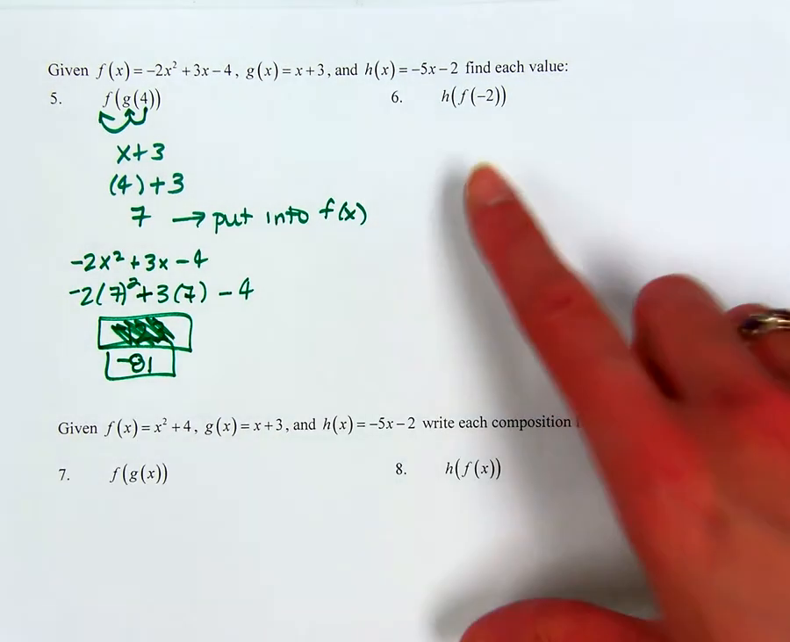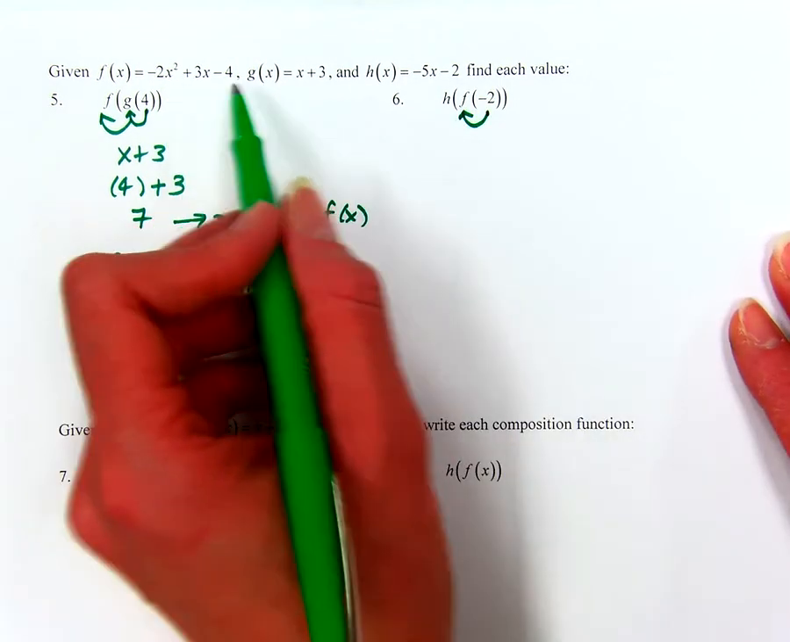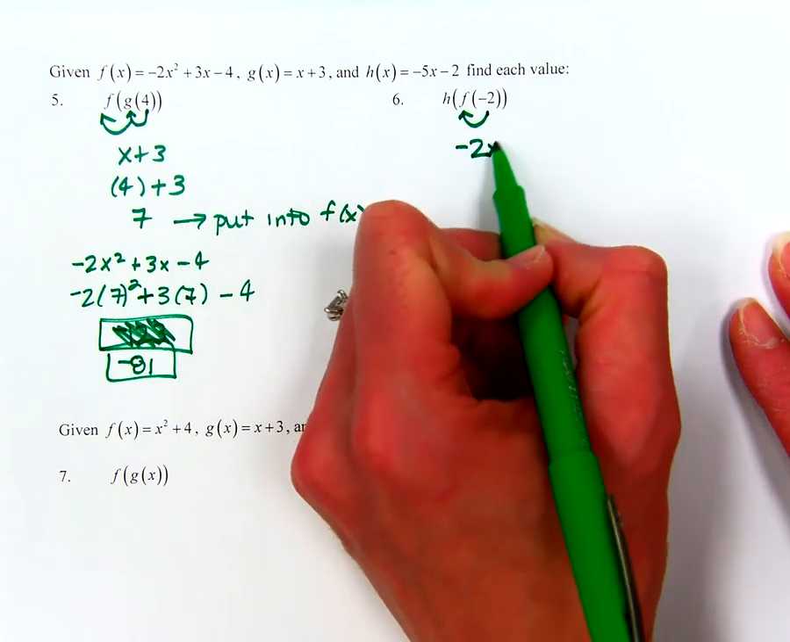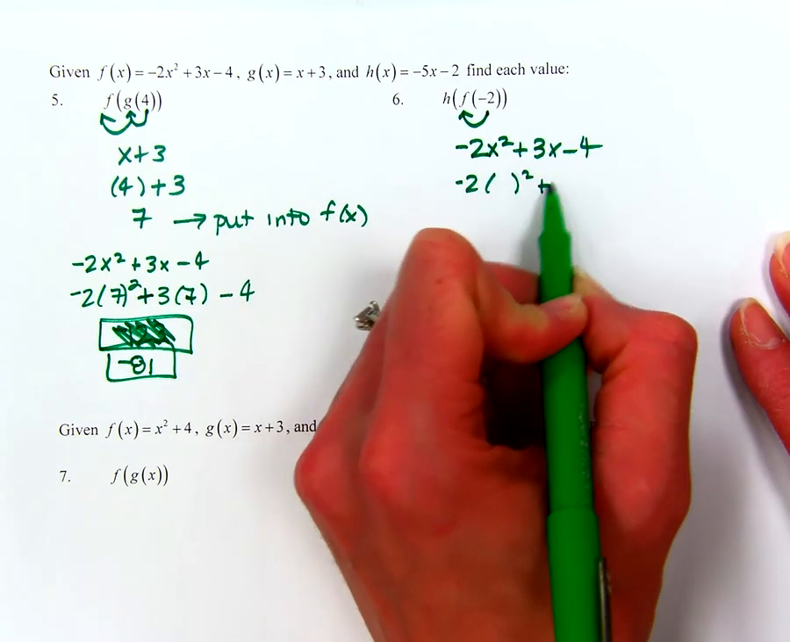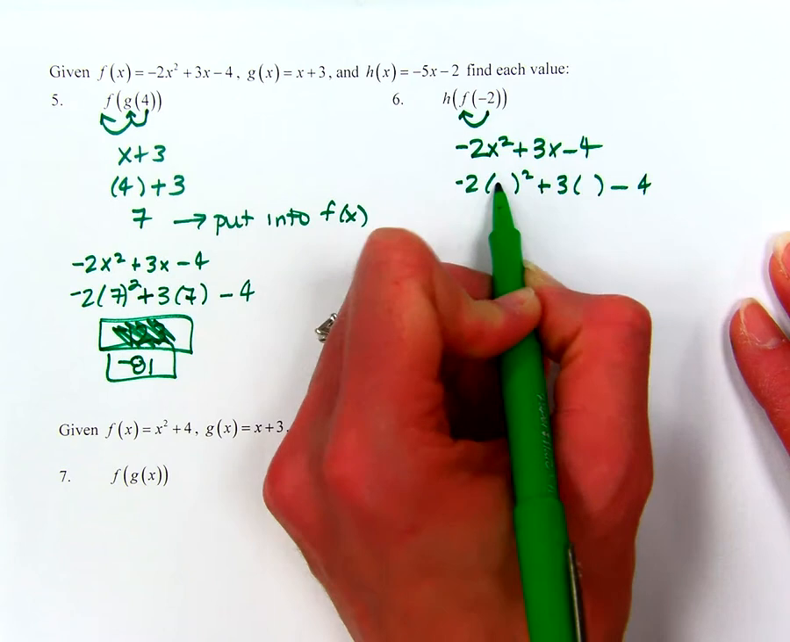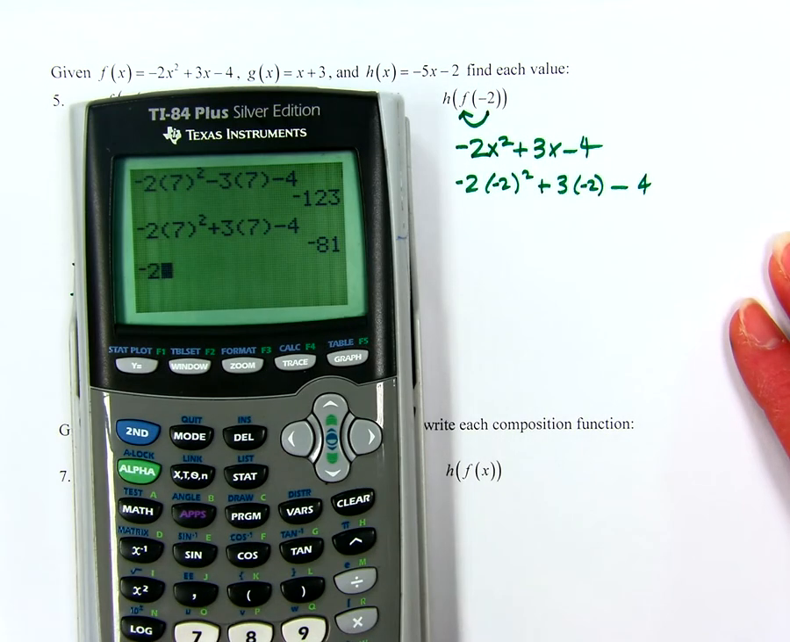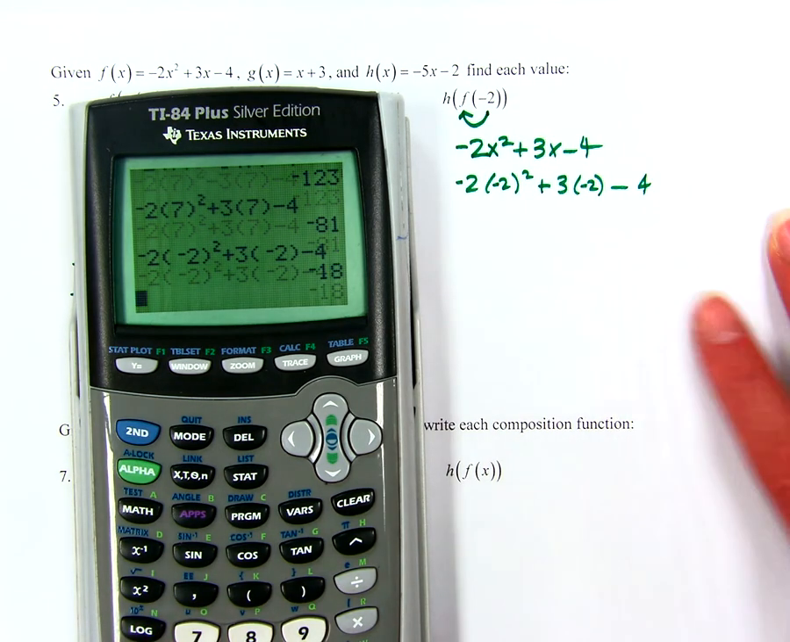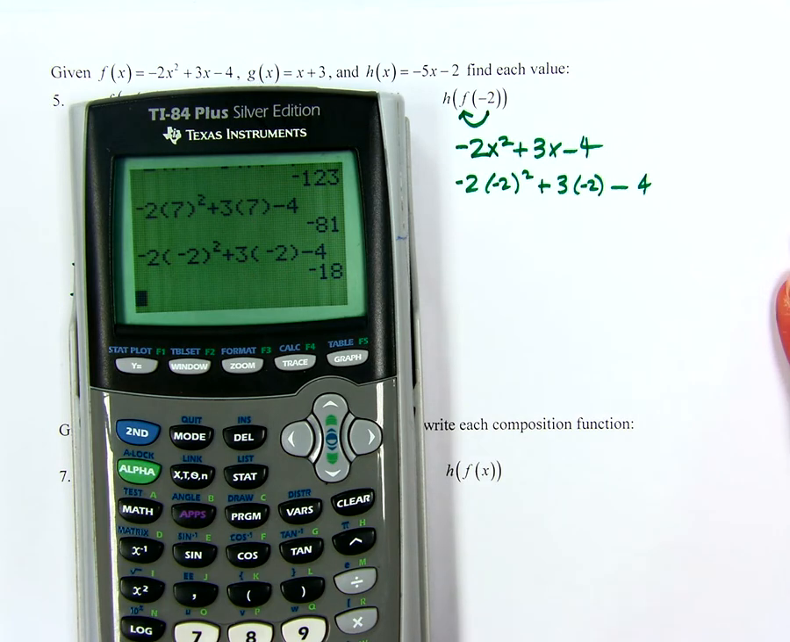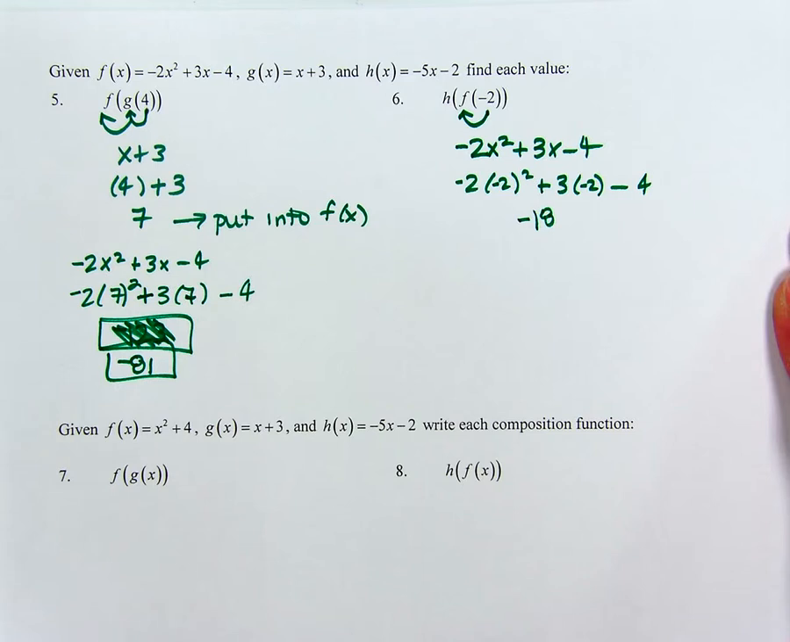Alright, next one, number 6. Start with negative 2 and we put it into equation F. Equation F was this long one, right? Instead of x, we're replacing that x with what number? Negative 2. Okay, so let's do it in our calculator and see if we do it right this time. Okay, so I get negative 18. That's my first answer. But that's like only the first part of the problem.